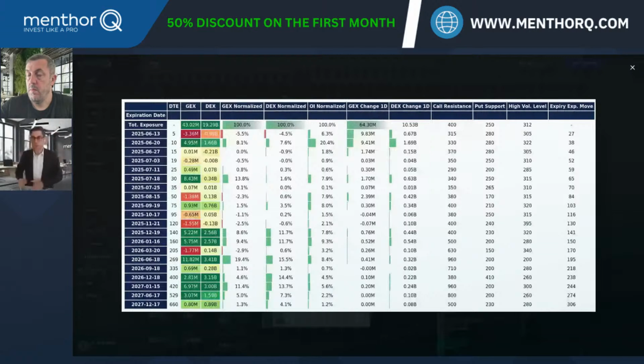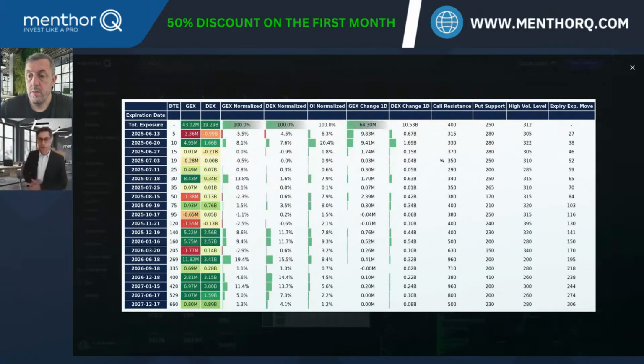My inflection points would be 350, the high vol level. So if we pass that, my next target is the 315. So I would either wait for the 350 to break and then go into a debit spread, or if you really want that, a naked call or a risk reversal to the upside. That would be one of my trades.